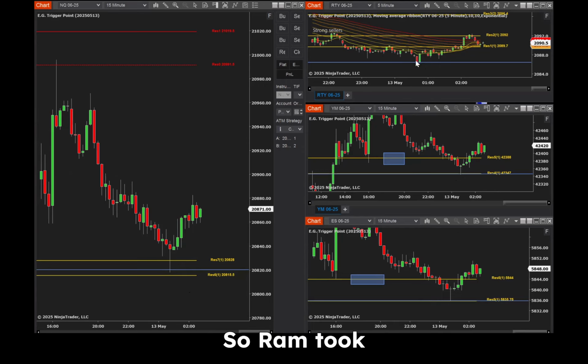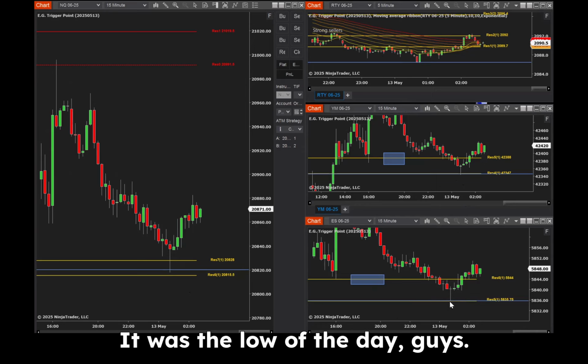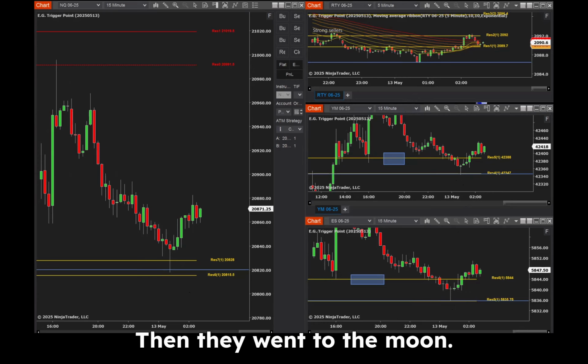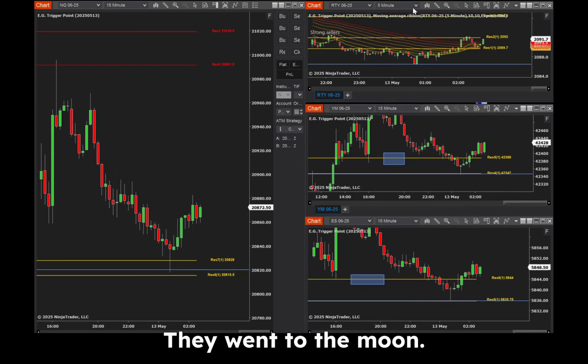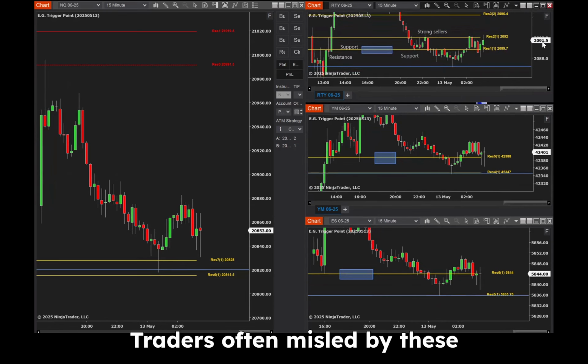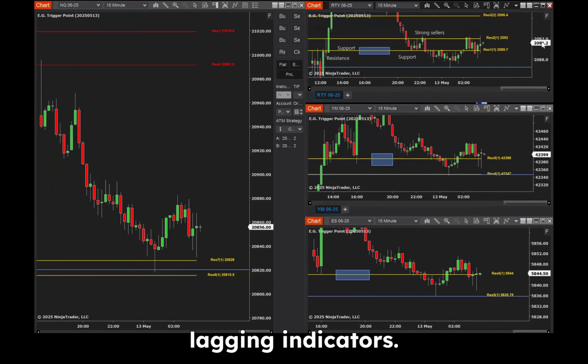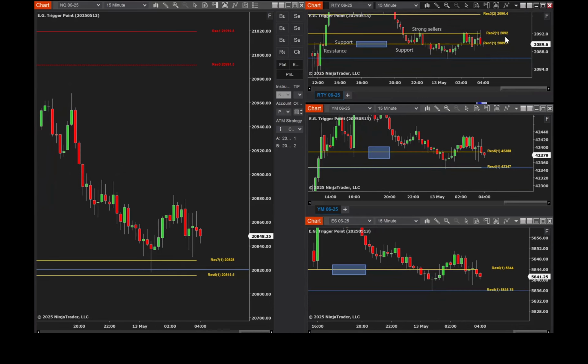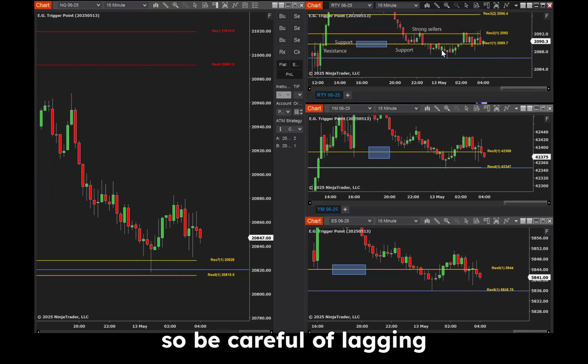Okay, so I took a long here of ES. It was the low of the day, guys. This was the low of the day. Then they went to the moon. Traders are often misled by these lagging indicators. Okay, the market went to the moon. So be careful of lagging conclusions.